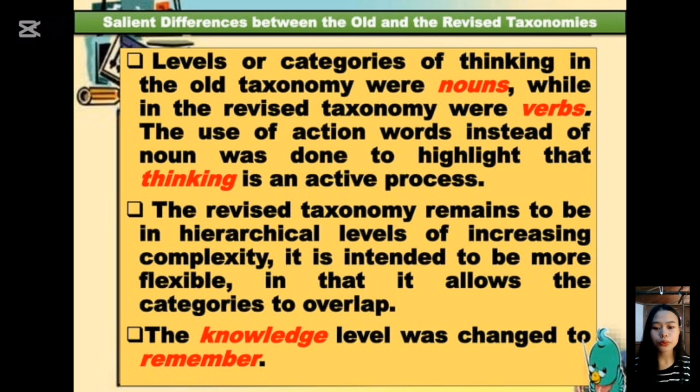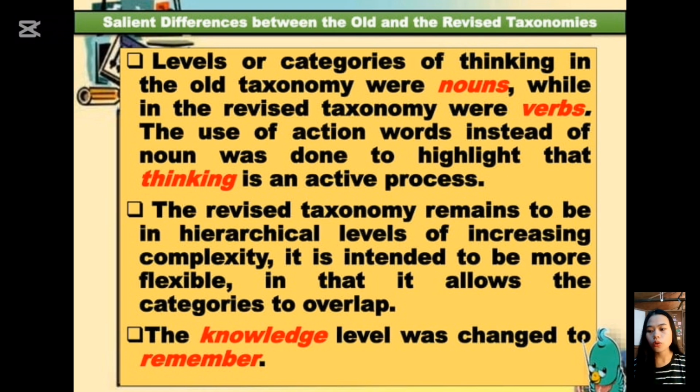When we say active process, it is the metacognition, the ability to stand back and examine our own thoughts while we engage in them. So, for example, is evaluate instead of evaluation. So, analyze instead of analysis. Kung ginamit doon sa old taxonomy is evaluation, ang ginagamit naman sa revised taxonomy is evaluate. Kung ginamit sa old taxonomy analysis, ang ginamit naman sa revised taxonomy is analyze.